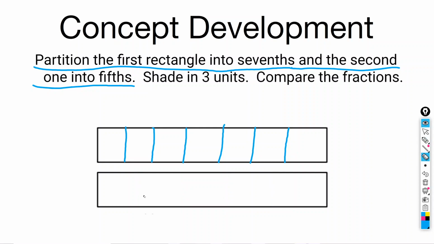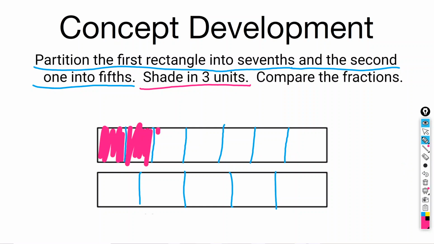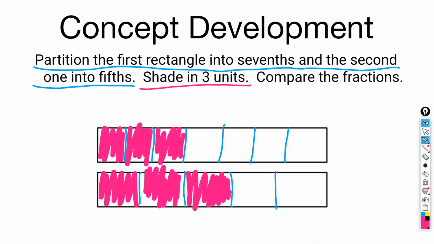And actually, I think that's a little off. I'm going to make it 1, 2, 3, 4, 5. Okay? So I've partitioned those. Now I need to shade in 3 units. 1, 2, 3. 1, 2, 3. Okay.